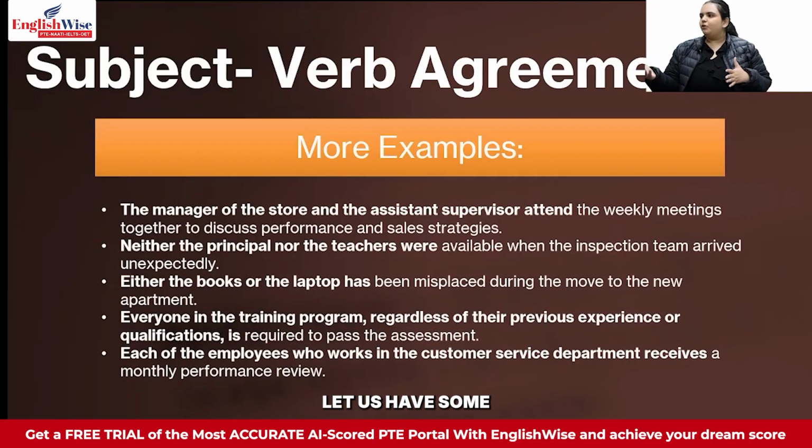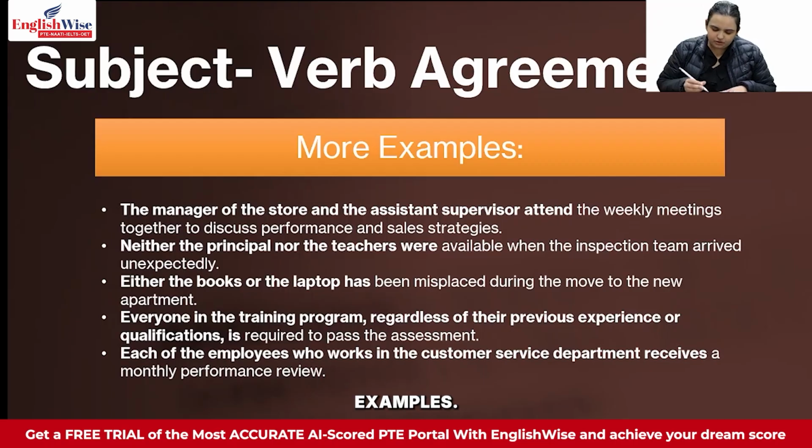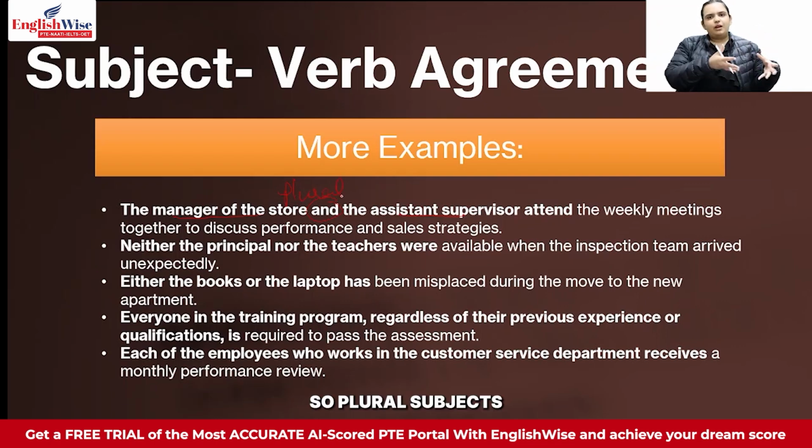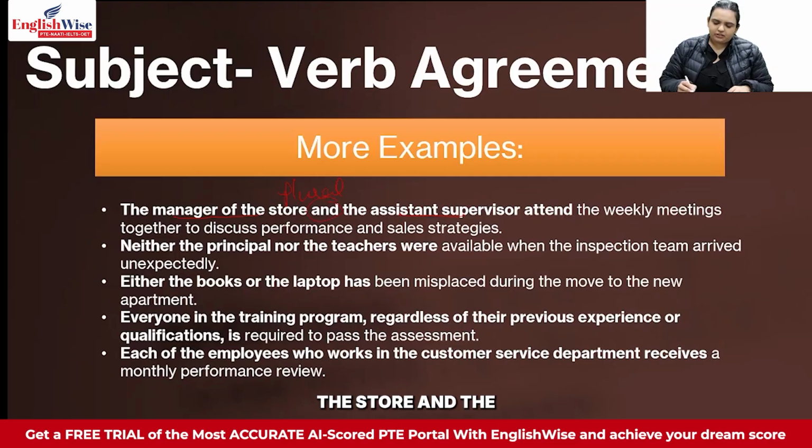Alright, let us have a look at some examples. The manager of the store and the assistant supervisor attend the weekly meetings. Now over here, the two people, the manager and the assistant supervisor, are connected with the word and. So over here, they are both considered as plural. So plural subjects take plural verbs. Like the manager of the store and the assistant supervisor attend the meetings. You will not say they attends the meetings.